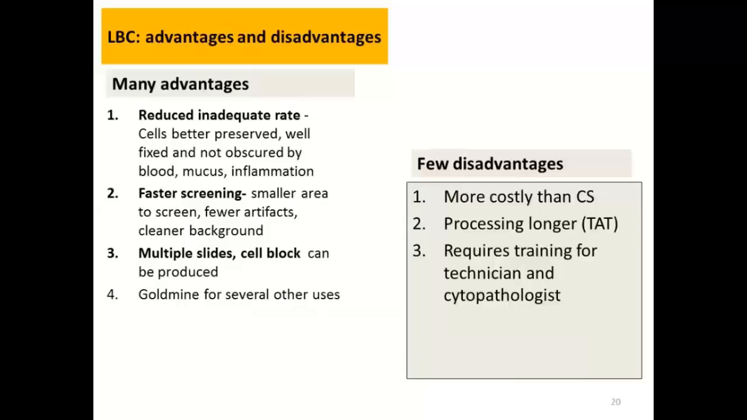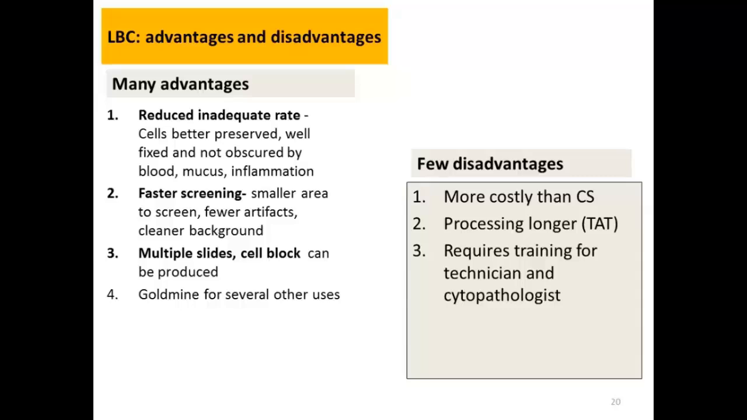So overall, what we could achieve by liquid-based cytology. The most important was that we could reduce our inadequacy rate because the cells were better preserved, they were well fixed, and they were not obscured by obscuring material. And the retrieval of the cells from the collection device also was nearly 100%. So there was very minimal wastage.